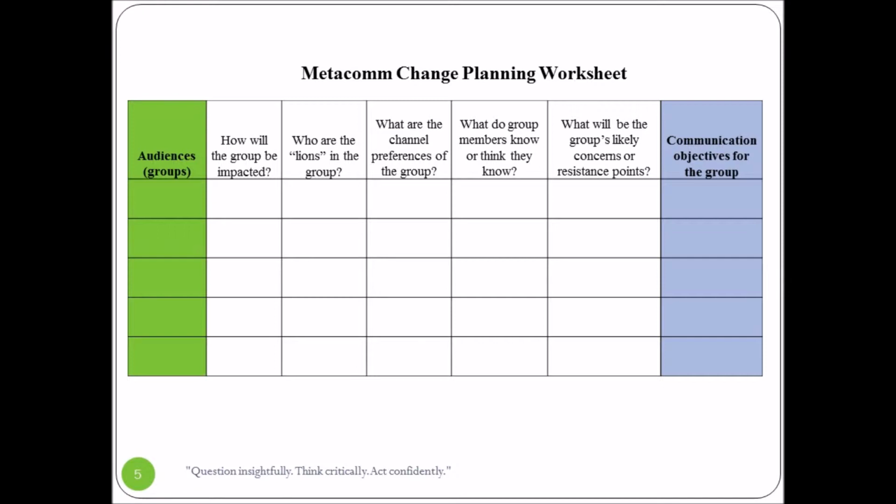Also, let me just stress that this is described in Communicating for Managerial Effectiveness. And this approach is useful not only for your case studies, but if you're helping your organization to implement changes in your organization. Now, we have that last column of communication goals or communication objectives for the group. What might that involve?